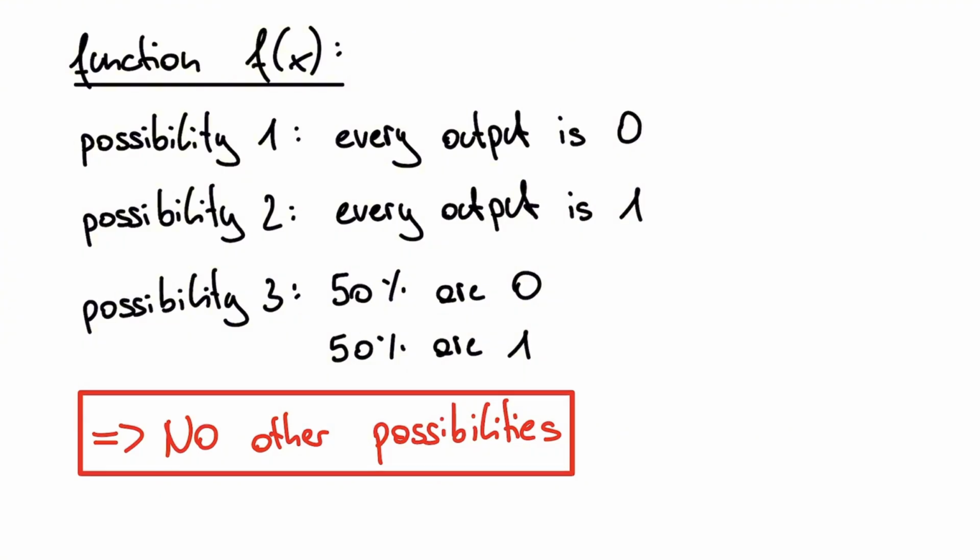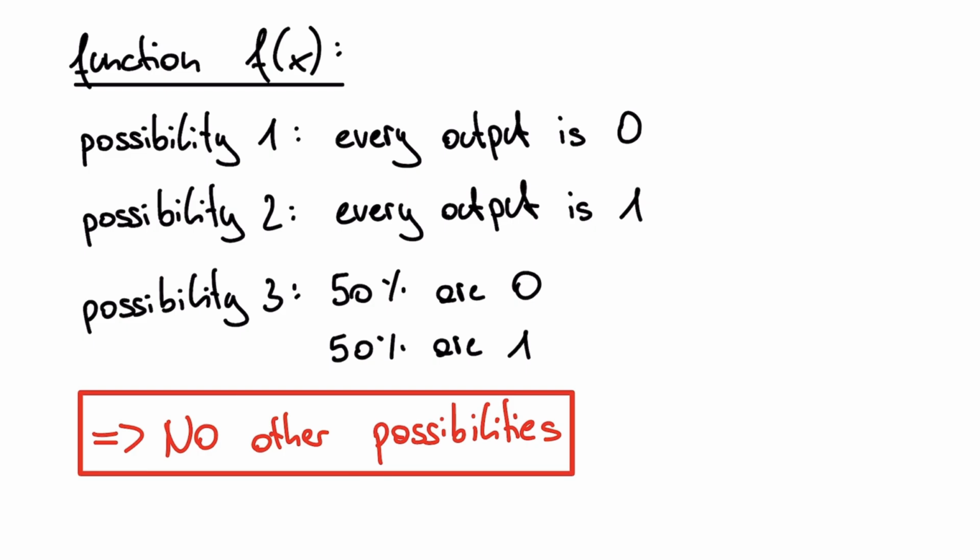And here's the key thing. There are no other possibilities. The functions cannot behave in a way where, for example, 70% of the outputs are 1 and 30% are 0. That's not allowed. The black box is designed in such a way that only 3 output patterns are possible. Always 0, always 1, or exactly 50-50.